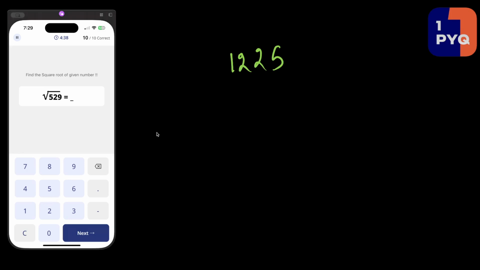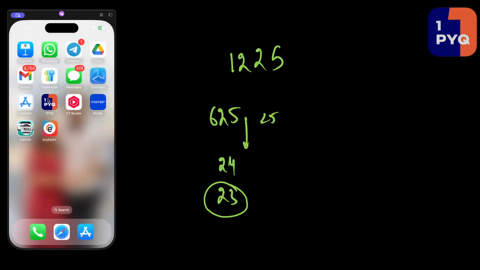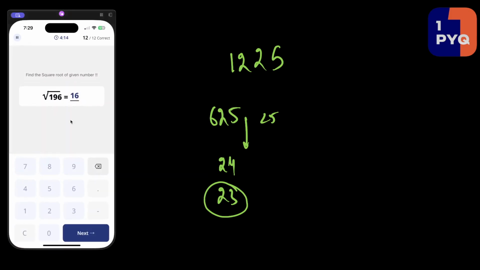529. Okay, 529 is particularly interesting because this is something which is very close to 625. So this is 25, and then 24, and this is 23. So this is that of 23. 441 is 21. 196 is again 16. Just a second, we came out of the app. Okay, 14, yeah, this is 16. No, why not 16? Okay, this is 14. We were a little wrong here, again wrong. Okay, let me split it apart.